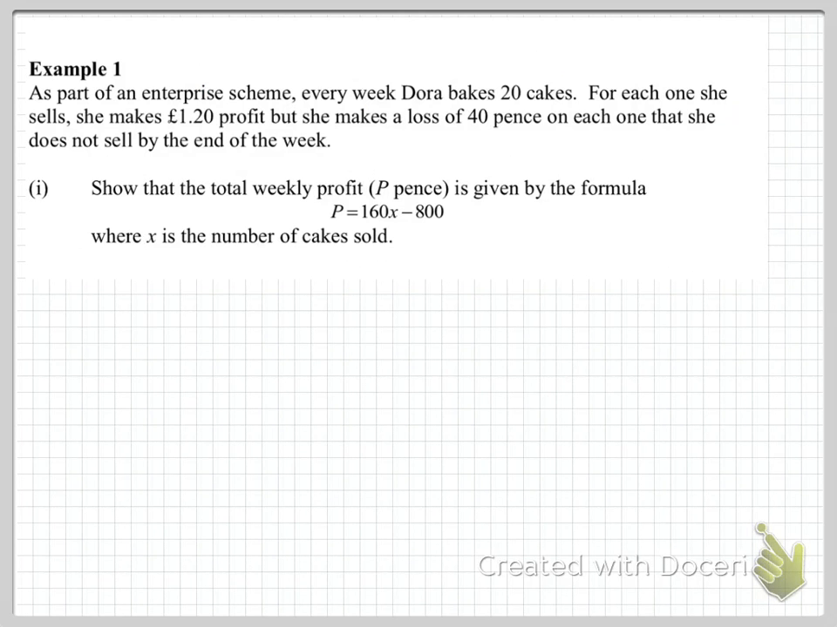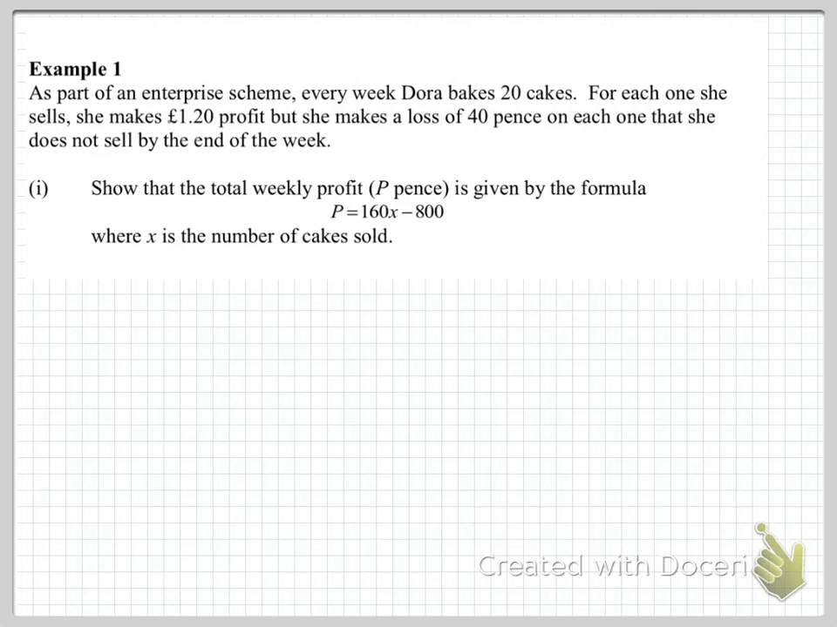Right, let's look at another example, and it's one where in an enterprise scheme every week Dora bakes 20 cakes in total. For each one she sells, she makes £1.20 profit, but she makes a loss of 40p on each cake that is not sold at the end of the week. Show that the total weekly profit is given by this formula.